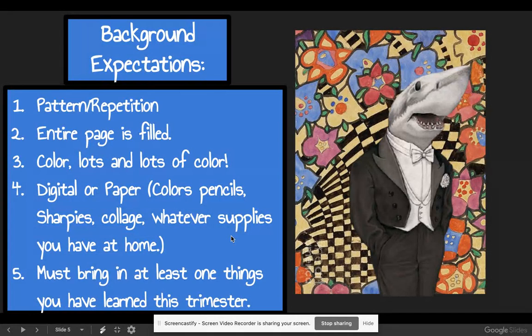Okay, and you must bring in at least one thing you've learned this trimester. So think about the pattern. Think about maybe you want to add typography. Maybe you want to add words to it. Maybe you want to name your dapper animal. What can you bring into this that you've learned this trimester?